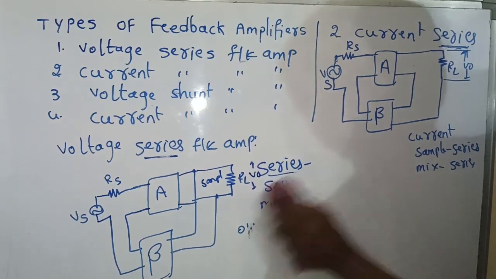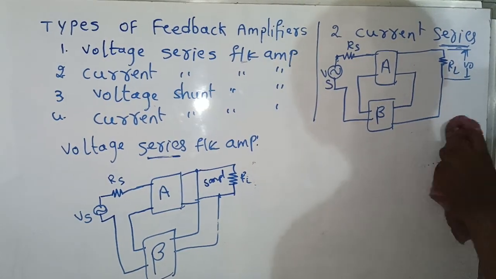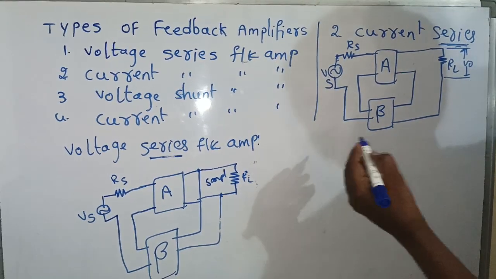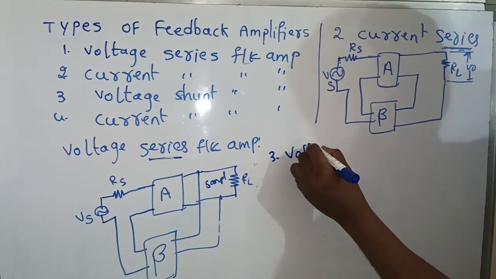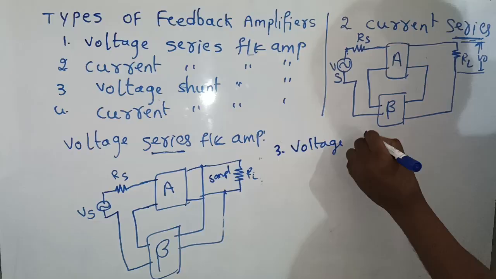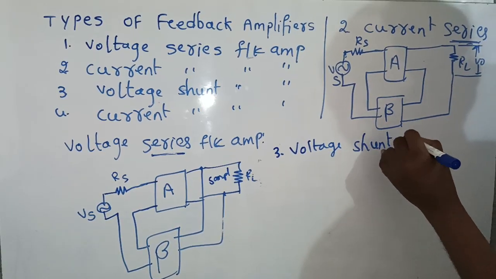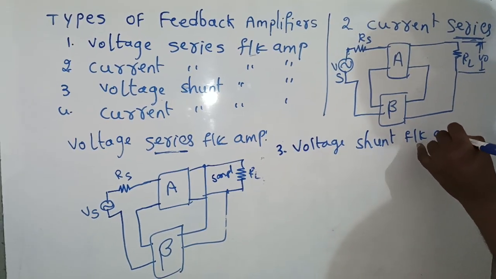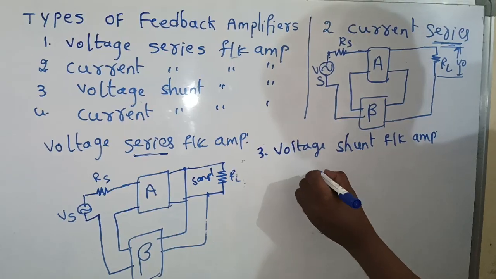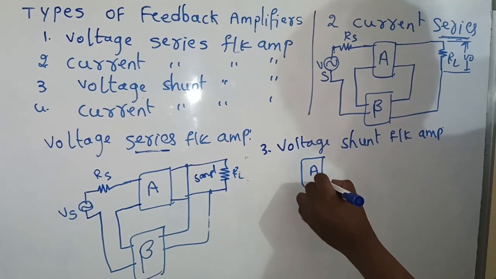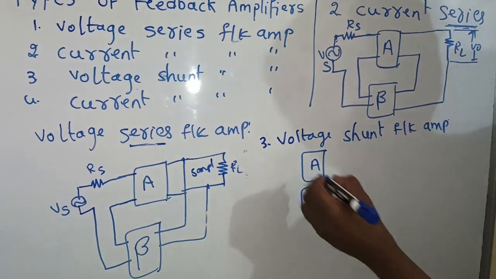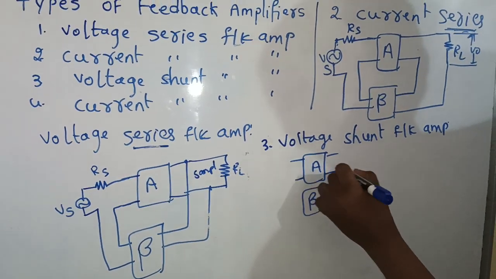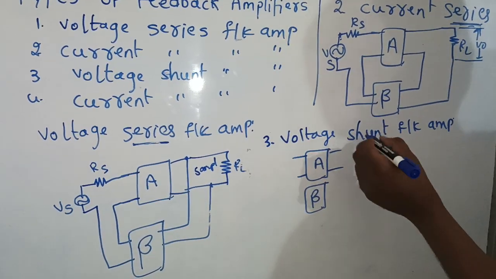Similarly, go to the third category, that is voltage shunt. The third one is voltage shunt, very important, the voltage shunt feedback amplifier. Again I am taking A, that is the amplifier open loop gain. Next I am taking beta, the feedback network, input, and we have output. This is a shunt connection.